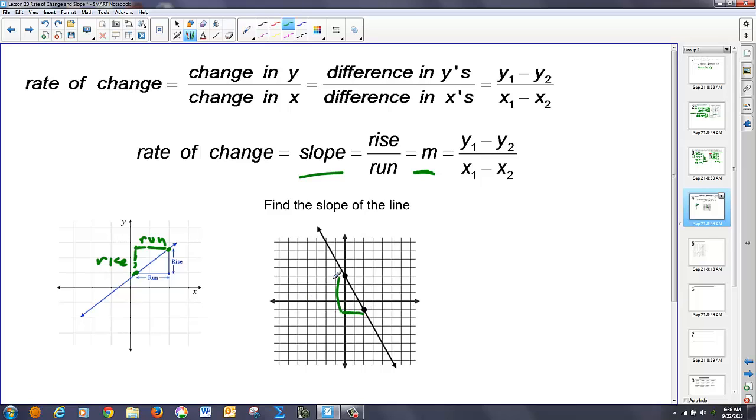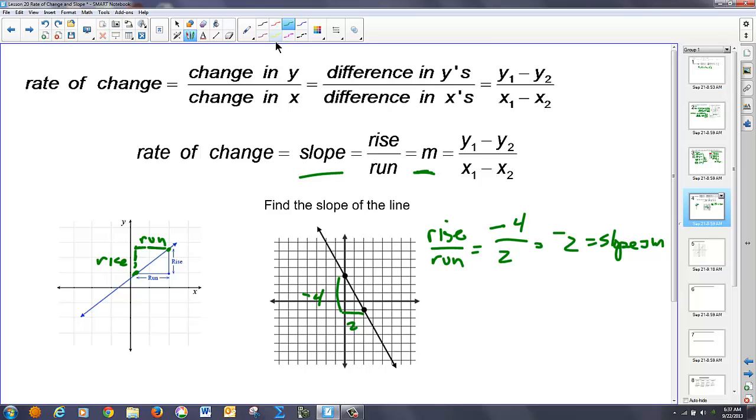Count how much you go each way. 1, 2, 3, 4 down, and I go 1, 2 over. So if I go the rise over the run, since I went down, that's a negative, and over in a positive direction gives me a slope, or an m value of -2.